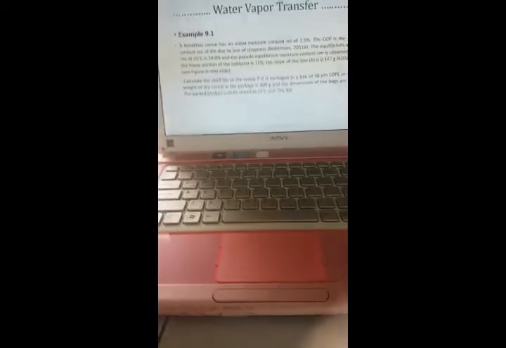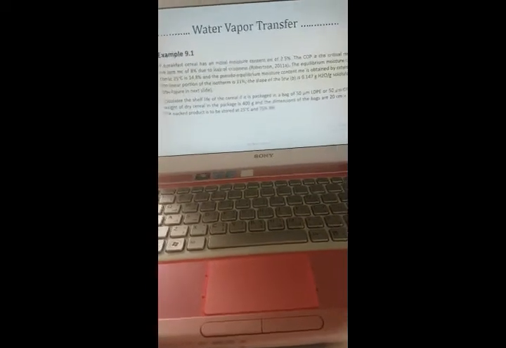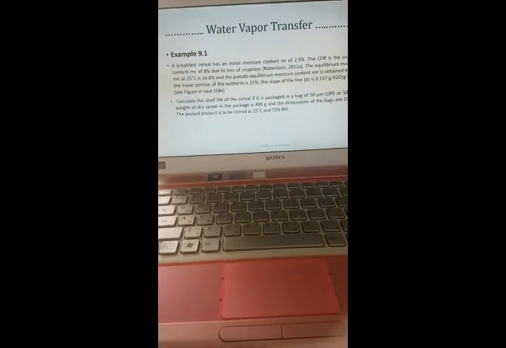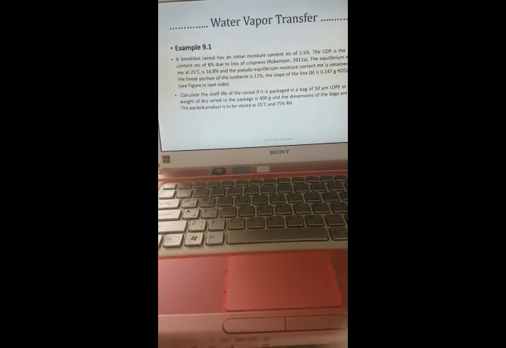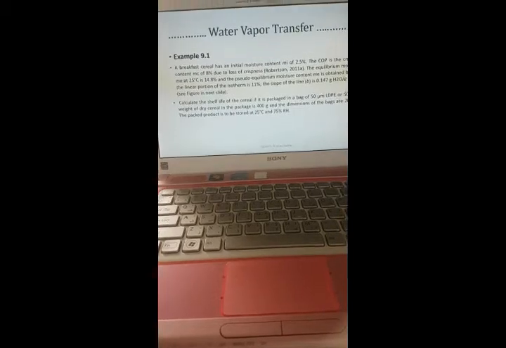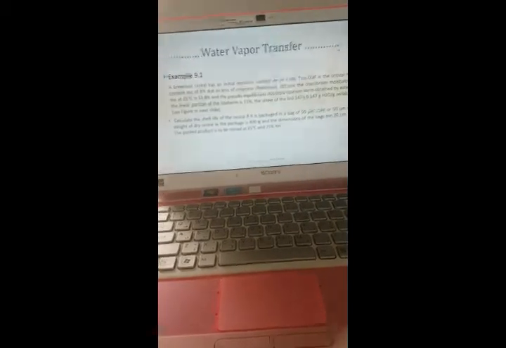Guys, today we're gonna perform the examples about chapter 9 of the course under the title of Shelf Life of Foods and its Quality Determination. We're gonna solve 4 examples and we're gonna start by the first one, which was assigned for you to do as a homework. So the example says a breakfast cereal has an initial moisture content of 2.5%.